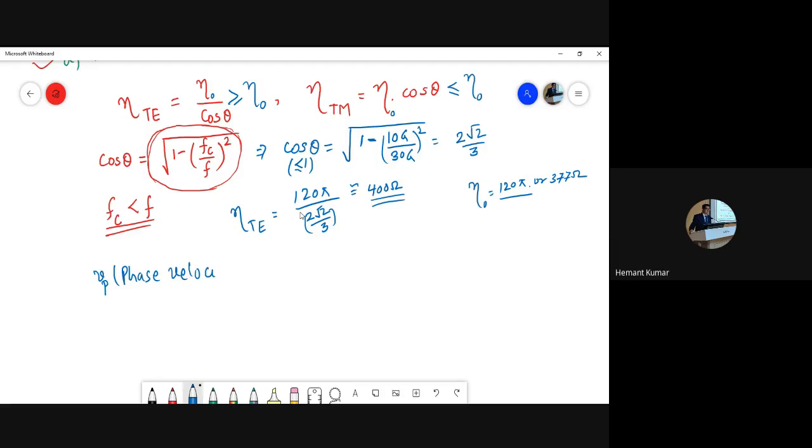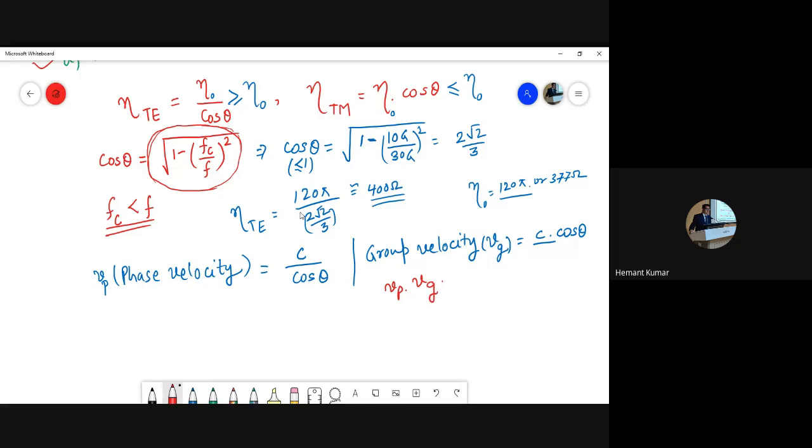Phase velocity. There is one term known as phase velocity. Its value is c upon cos theta. And there is another term, group velocity, denoted by Vg. Its value is c into cos theta. If you multiply these two quantities, Vp into Vg, you will get c square, right? Then the speed of light will be given by this.